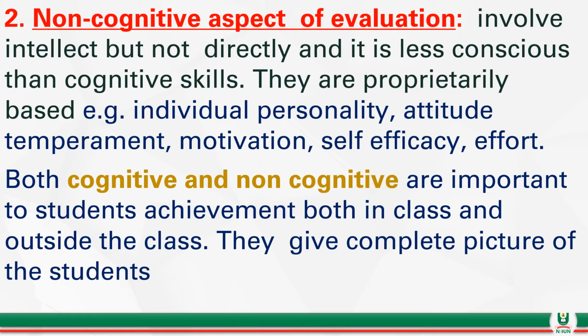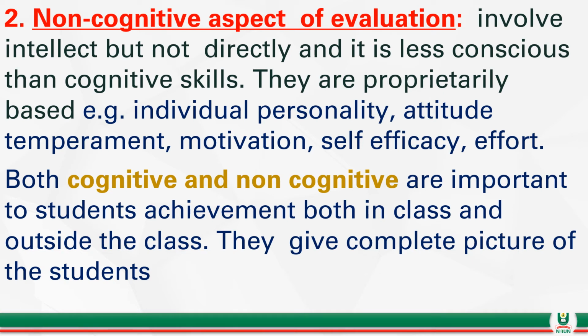These cannot be tested by the student holding a biro and answering questions on them, but they can be shown through the child's personality, the child's temperament, and the child's attitude. That is why at times when a report is being given, we give information on both cognitive and non-cognitive. Both are important to student achievement, in class and outside the class.